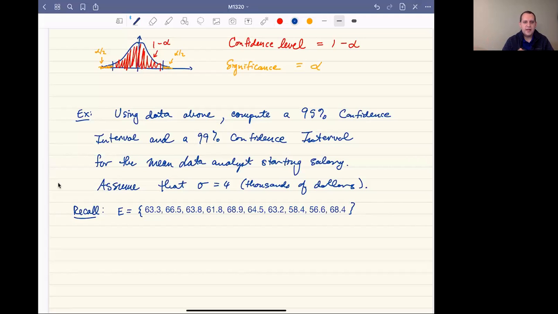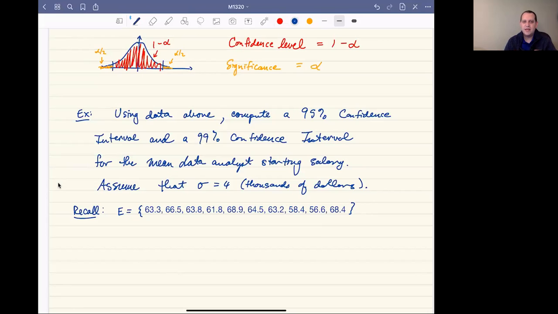We're going to use the data that we had up above, which was the 10 starting salaries for just a sample of 10 data analyst positions in the Midwest. We're going to assume that we know the population's standard deviation, which most of the time we don't, but let's just assume for now that we do. And then let's talk about how we can find a 95% confidence interval.